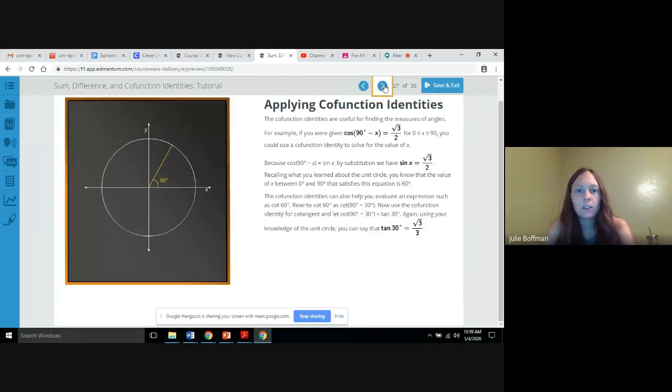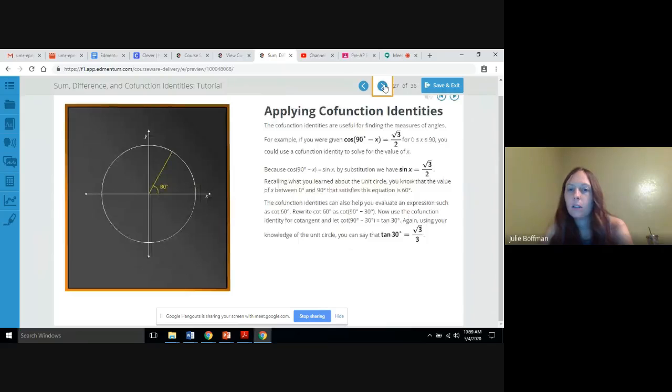So how do they use those? Let me see what this says. I already forgot. Oh, okay, so this is explaining it. It says the cofunction identities are useful for finding the measures of angles. For example, if you're given this equation, cosine 90 minus x equals square root of 3 over 2, and then they want x, which is an angle because it's inside cosine, it's inside trig, to be between 0 and 90. That just means 0 and 90 is the first quadrant. They want your answer to be in the first quadrant.